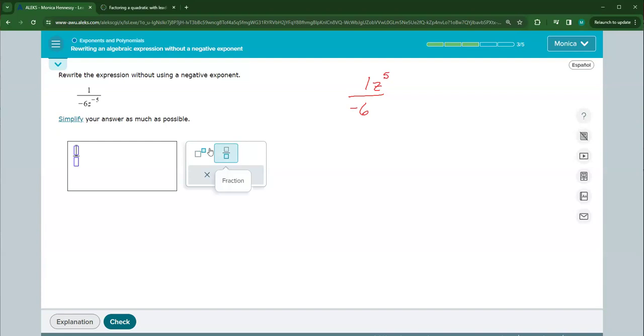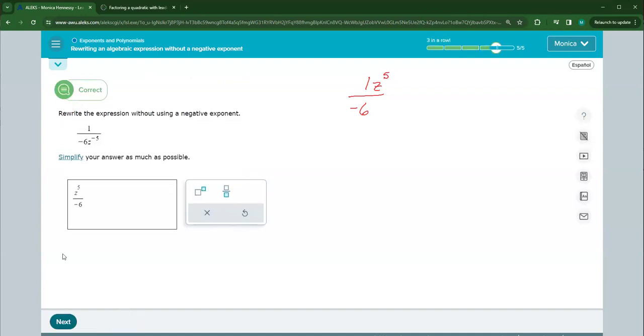So put the fraction, and we have z to the 5th over -6. Now that negative sign could go on the top, it could go in front of your fraction, or it can go with your denominator. It looks kind of funny down there, but it should be fine where we have it. So, yep. And it didn't even tell me that they should move that negative to the top. So we are good with that one.